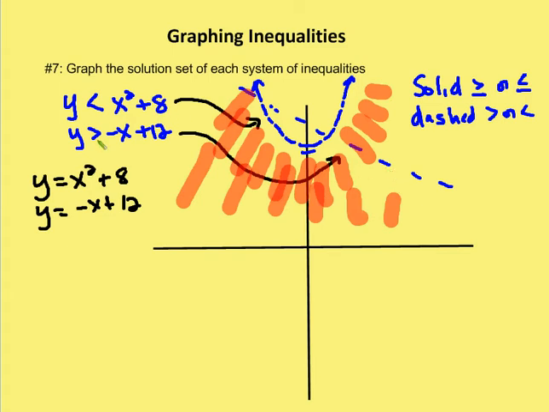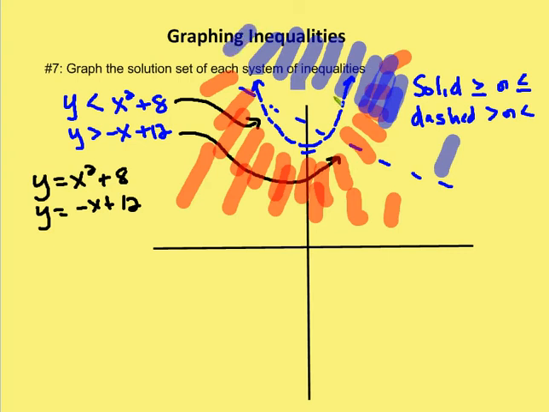Next thing I want to do is apply the same principle. I'm going to put in a point that's not on the line, and I'm going to ask whether or not it's true. Next one says y is greater than negative x plus 12. So if I plug in the point 0, 0, I have 0 is greater than 12. Now I know that that is not true. So I know that 0, 0 is not part of the solution. So what is part of the solution is on the opposite side of the line. So I graph in what's on the opposite side of the line.